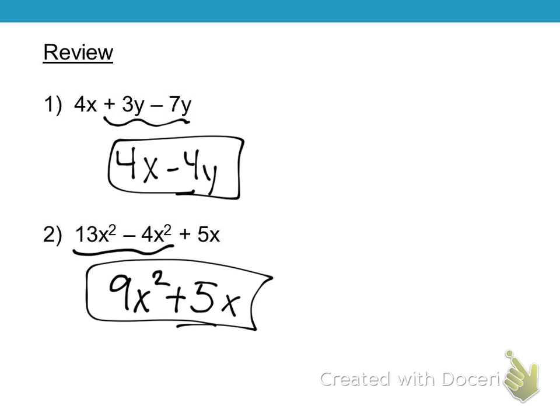Okay, so adding and subtracting radicals is the same idea. We add or subtract the numbers in the front only when the number in the radical is the same. So it's similar to the idea of like terms.